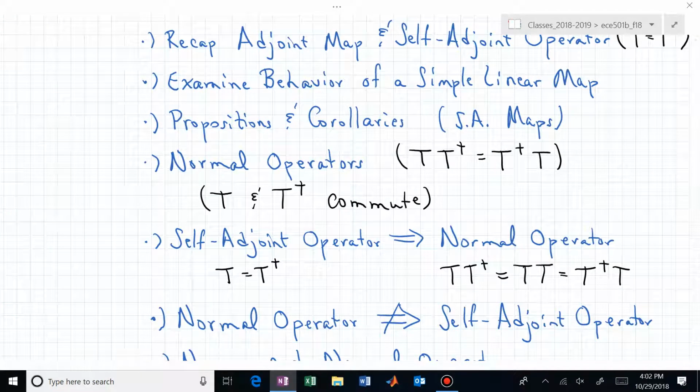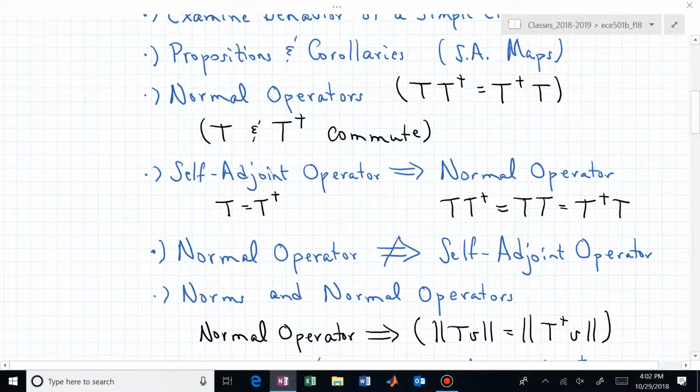We'll look at a simple linear map and find out what that allows us to think about in terms of an adjoint relative to a complex number. So we'll view a map like we might real numbers and complex numbers. Then we'll state some propositions and corollaries for self-adjoint maps. We'll look at normal operators. We're having a lot of operators. We have linear operators, we have adjoint operators, we have self-adjoint operators, we have now normal operators, and what does that mean?